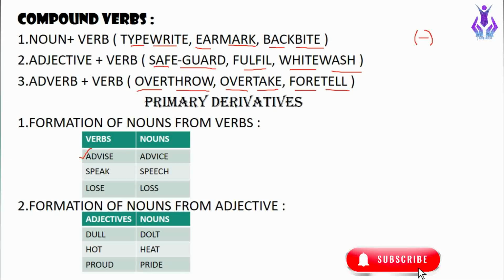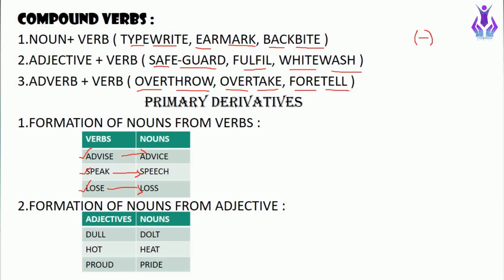Advise means to suggest something, so what we give is advice. The next are speak and lose. We can make nouns from these verbs. Like advise, this is advice, which means suggestion. So we can form a noun from this, that is advice, like when we give guidance to someone. The next is speak. We can make a noun from speak: speech. Then we have lose, and we can make a noun from it, that is loss.